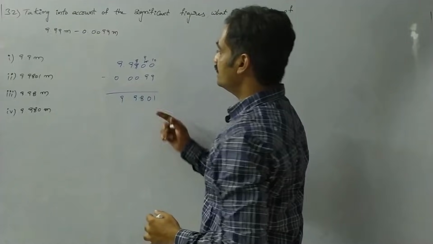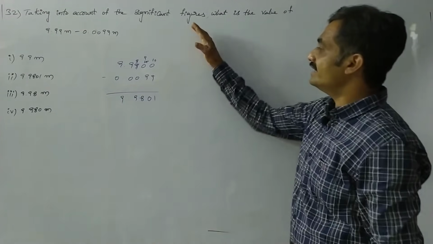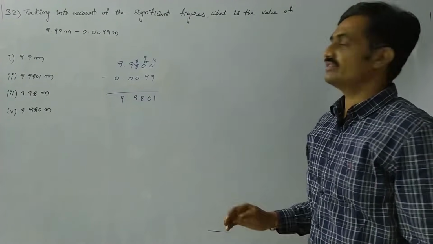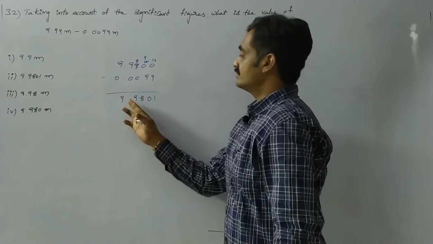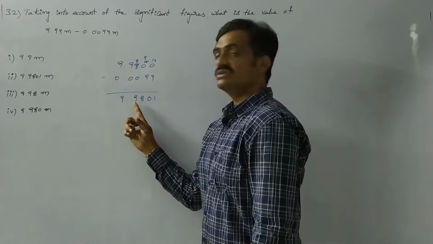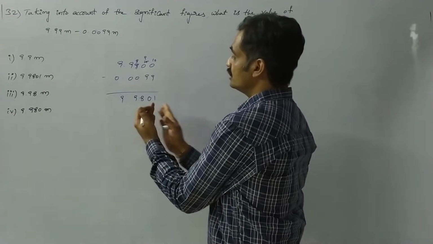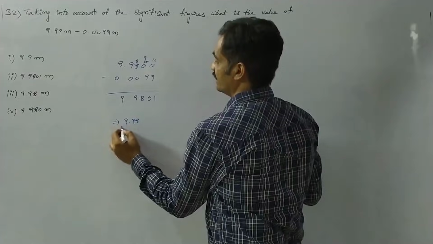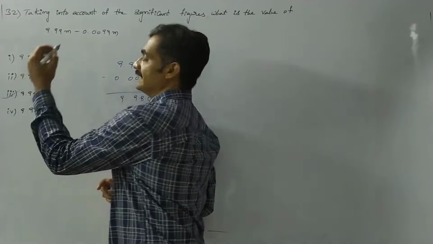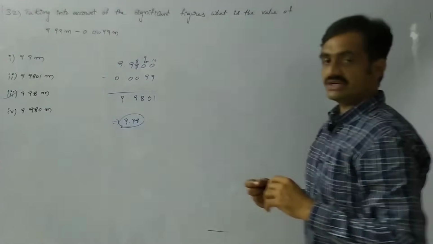9.9. So here observe that we have to write the answer in terms of significant figures, which means we have to reduce the value of digits. We have to reduce the value of the digits to 2 decimal points, so we can write it as 9.98. So option is 3. Take a screenshot, we will continue.